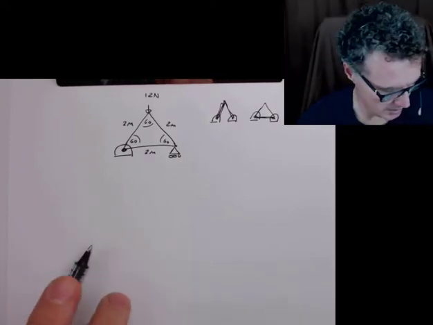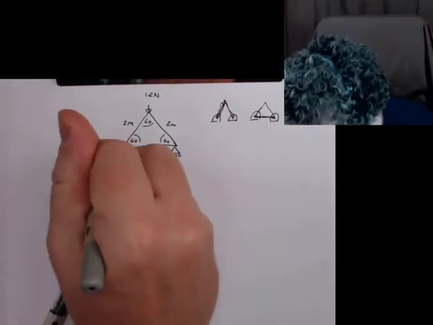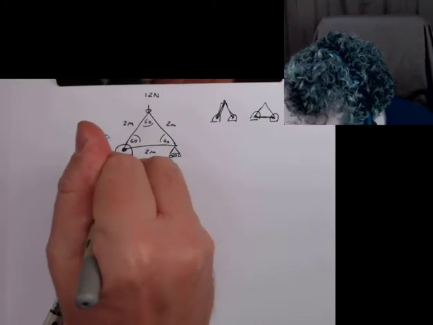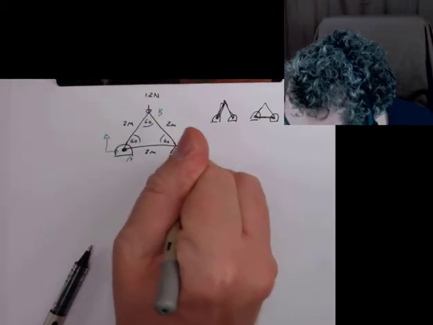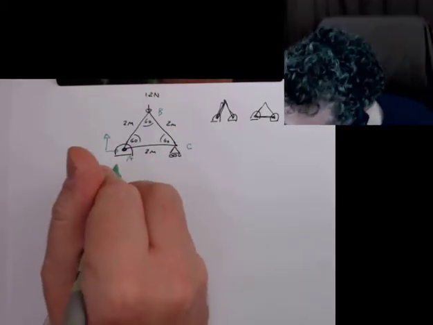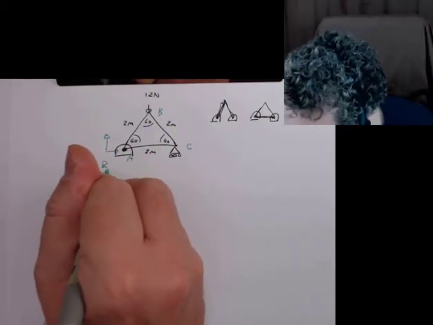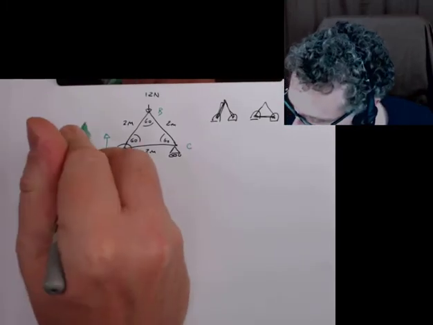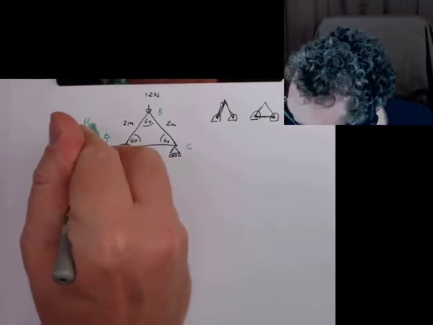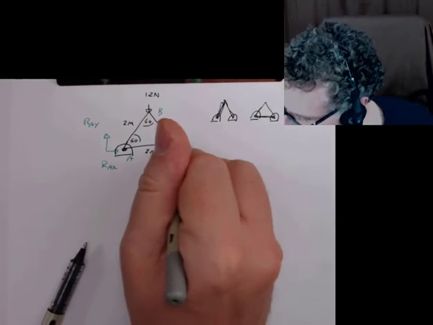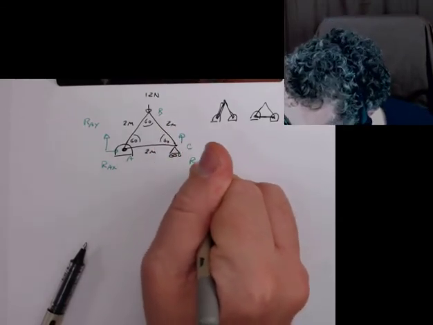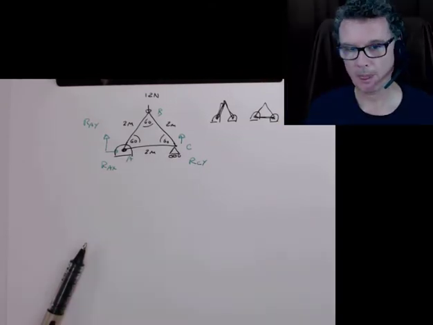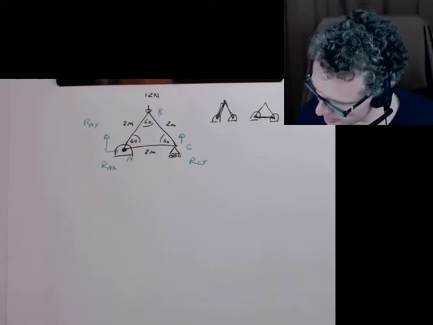And we will then have this and this, so I'm going to call this A, B and C, and this will be my RAX going in left to right, RAY going upwards, and here we're going to have a reaction that's going to be the RCY. Okay, so let's solve this problem.